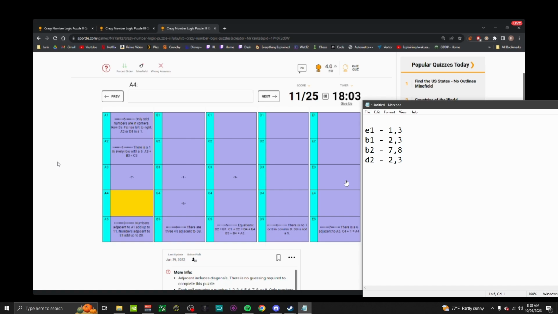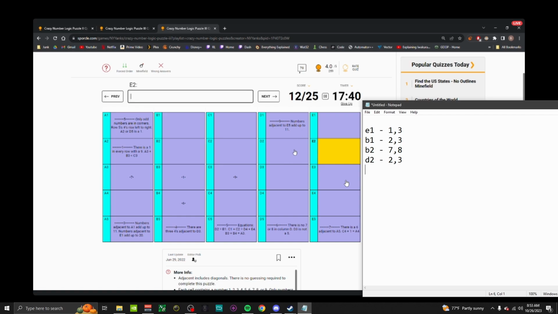If D1 is 9, E2 can also be 9, which means 18. Oh, I see what you mean. But then how are you getting 9 guaranteed for D1? Well, because it can't be an 8 or a 7, and 6 is way too low. I agree, D1 has to be 9. Nice. That's all we know. Good breakdown.